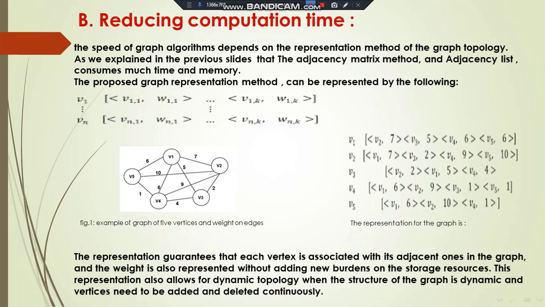The representation guarantees that each vertex is associated with its adjacent ones in the graph, and the weight is also represented without adding new burdens on the storage resources. This representation also allows for dynamic topology when the structure of the graph is dynamic, and vertices need to be added and deleted continuously.